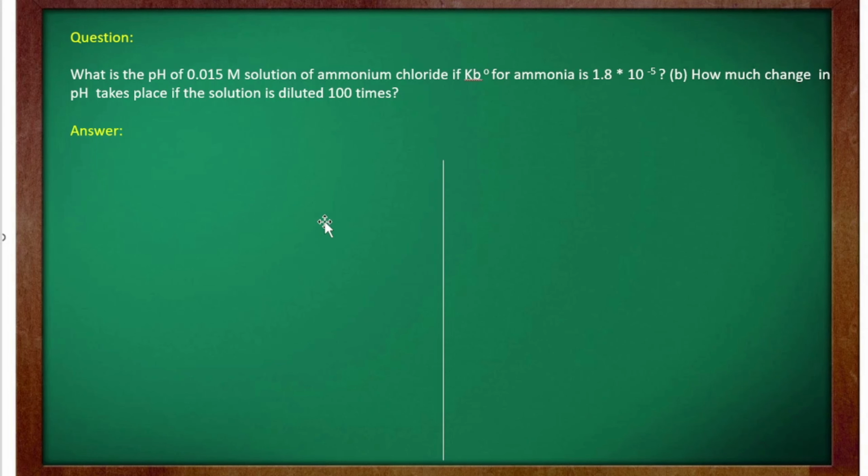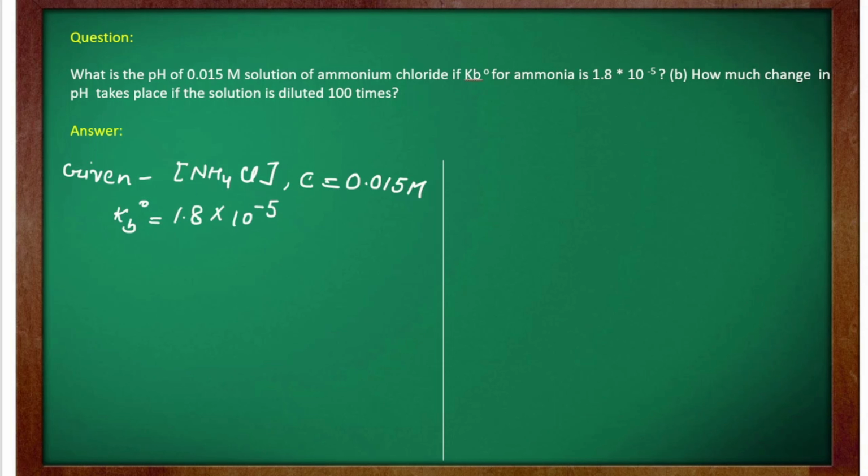In the above question, given concentration of ammonium chloride, C equal to 0.015 molar. Dissociation constant is 1.8 multiplied by 10 raised to power minus 5. Ammonium ion on hydrolysis gives ammonium hydroxide and hydrogen ion.